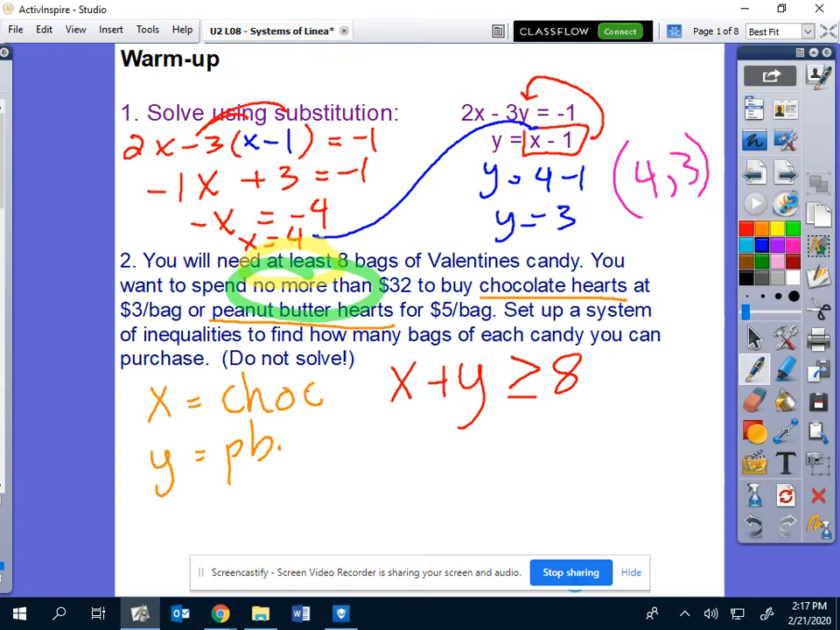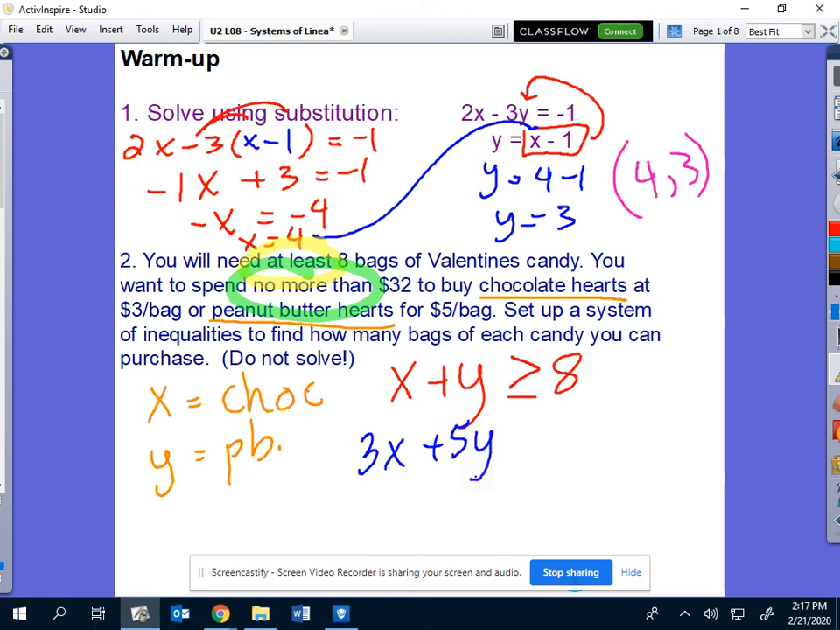Equation number 2 comes from how much it costs per bag. So for chocolate hearts, it's $3 per pound. For peanut butter hearts, it's $5 per bag, not pound, per bag. But we can't spend any more than $32. So that's the no more than, so less than or equal to 32.